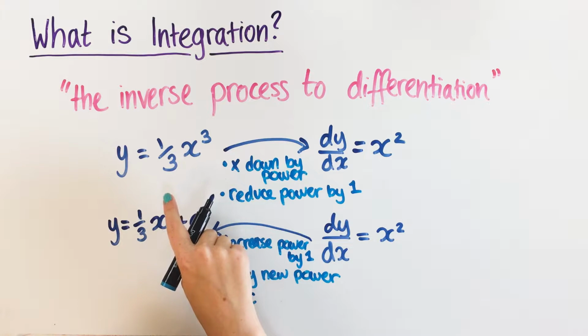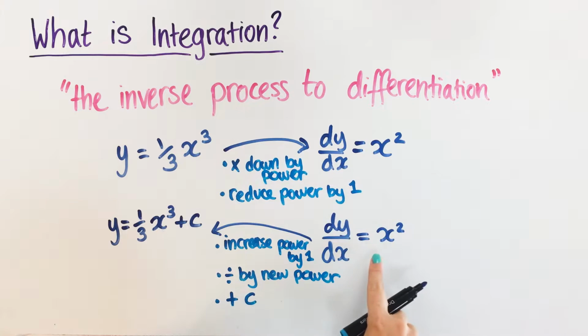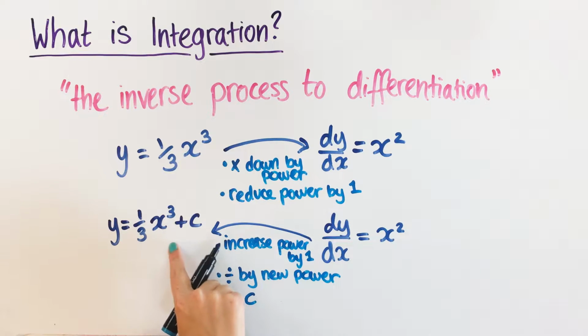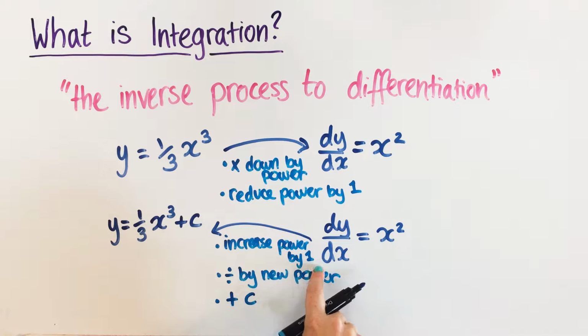So while we say that the differential of a third x cubed is x squared, we can now say the integral of x squared is a third x cubed plus c. And to integrate this term, we've increased the power by 1, divided by the new power, so the inverse of what we would do if we were differentiating, and then we add c at the end.